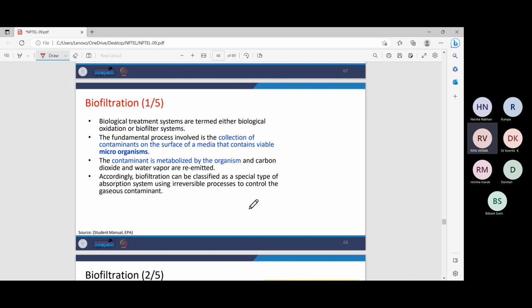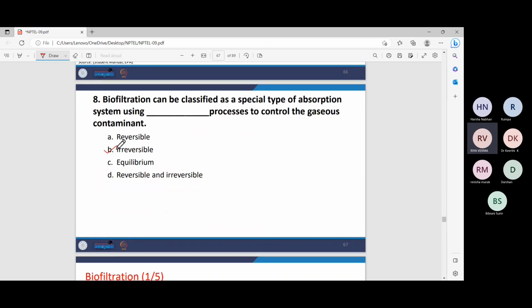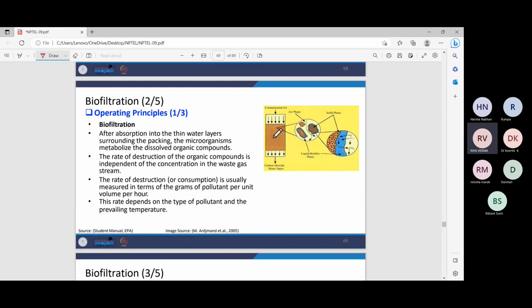Accordingly, biofiltration can be classified as a special type of absorption, and this includes an irreversible process because it includes the processing of the collected substances on the filter media, and this processing can't be reversed because that material is degraded into CO2 and water vapor which are emitted during this operation. So these processes are clearly irreversible. The operating principle is like this only.